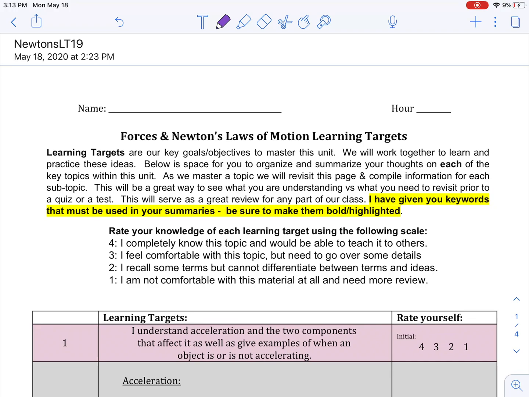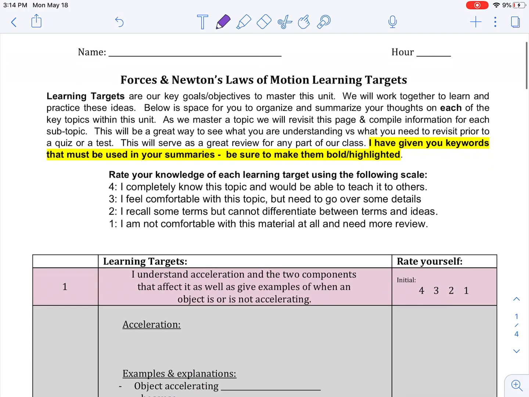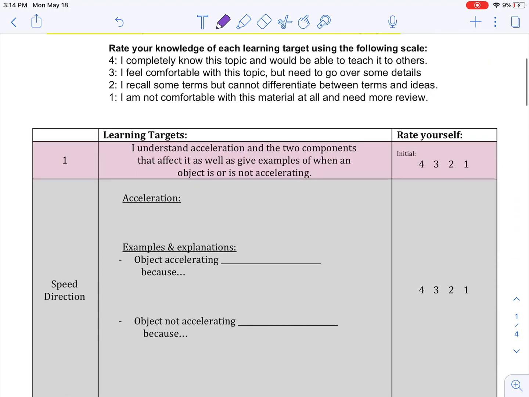Today's Tuesday, and today's going to be a work day to turn in your gravity notes problems and also to get caught up on your learning targets if you're not finished with those yet. You should be done with or be in the process of completing learning targets 1 through 5.